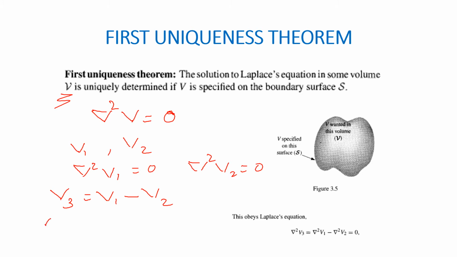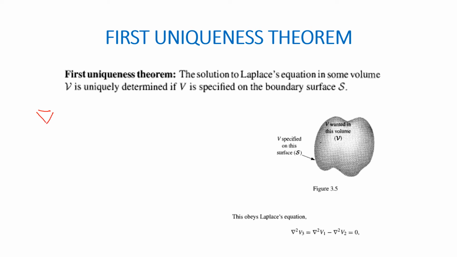So now we can write the Laplace equation for V3, that is del square V3 equals del square V1 minus del square V2. This is equal to 0 because individually we know that del square V1 is 0 and del square V2 is 0. That means del square V1 minus del square V2 equals 0.